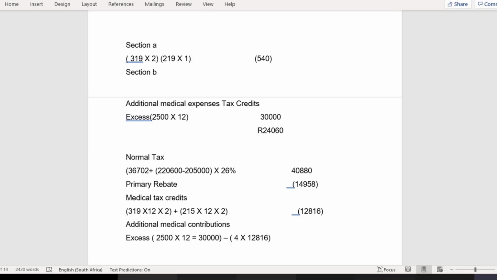Then 30,000 rand minus the adjusted 4 multiplied by 12,816. How much is 4 times 12,816? It's 51,264. Obviously, that is greater than the additional contributions of 30,000 rand. That means you're going to be limited to 0. So you're going to have a nil.